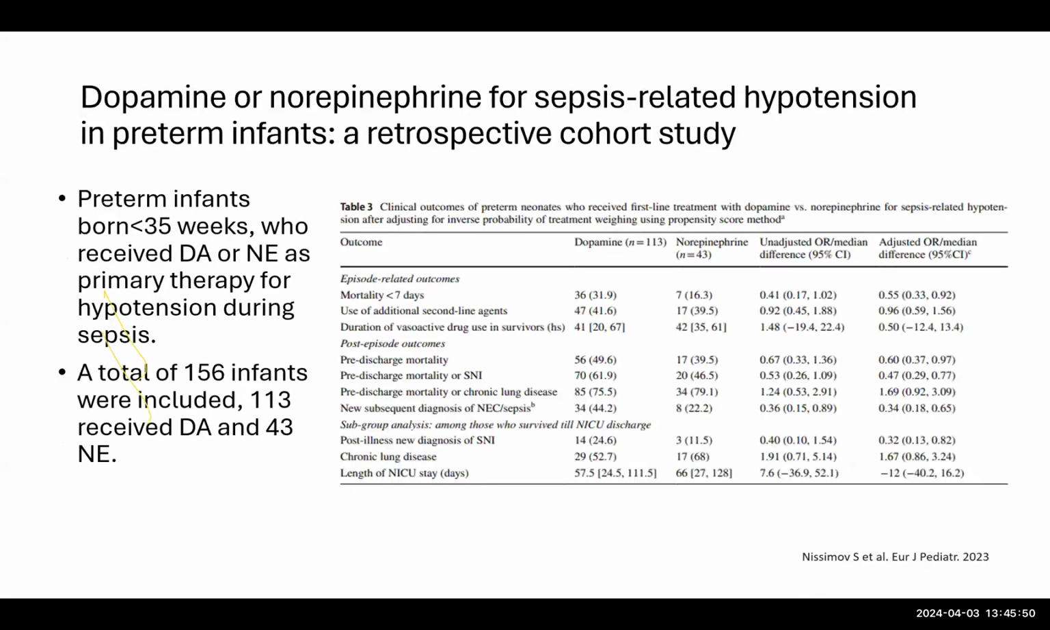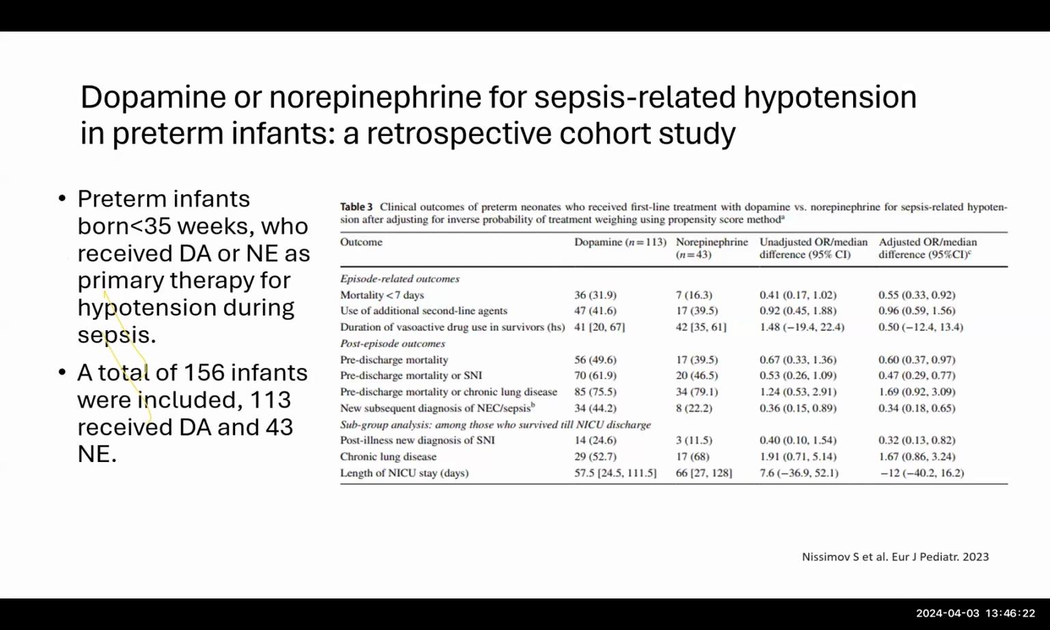And people have tried to look at dopamine versus norepinephrine for sepsis-related hypotension. In the study published from the Mount Sinai group in Toronto, they looked at infants of 35 weeks or more who received dopamine or norepinephrine. They included infants with culture-proven sepsis as well as clinical sepsis. They included 156 infants, with around two thirds receiving dopamine and one third receiving norepinephrine.